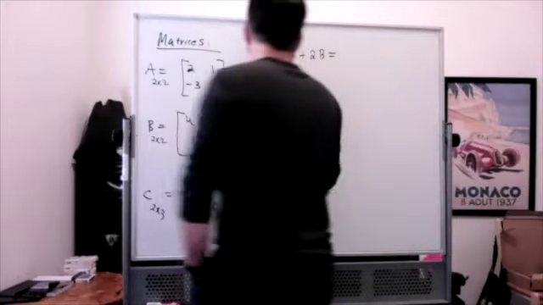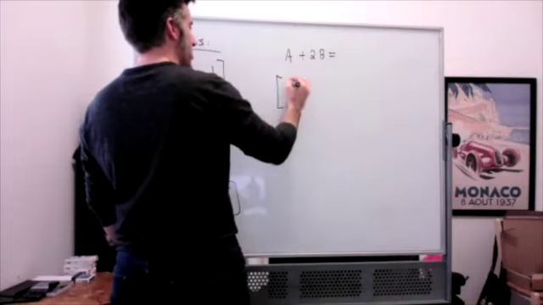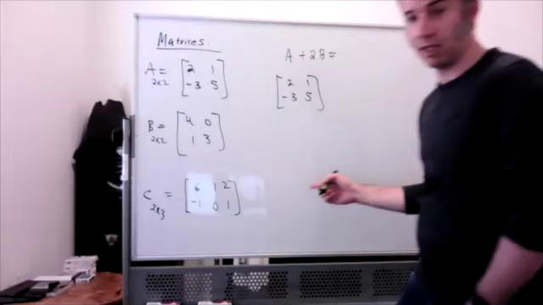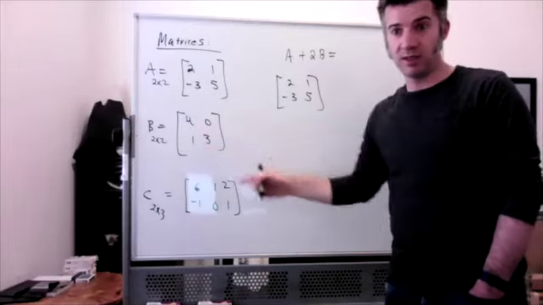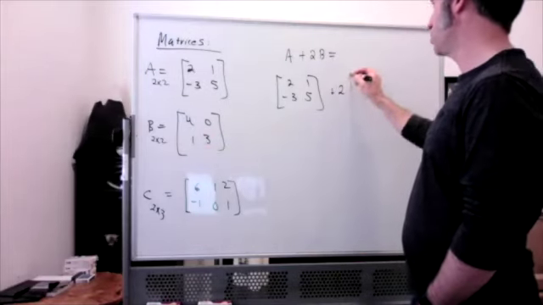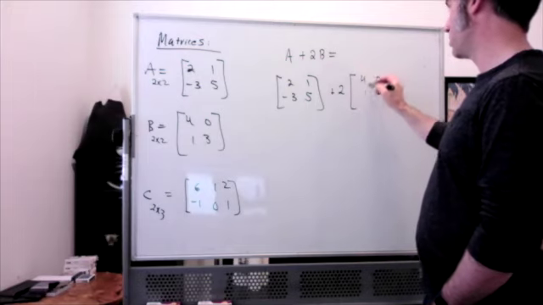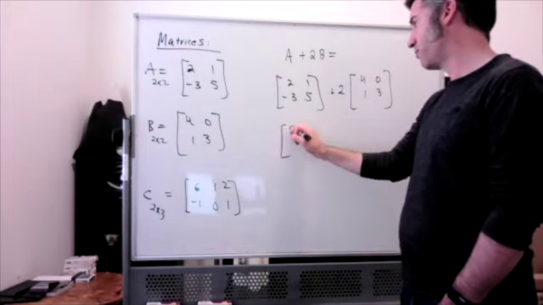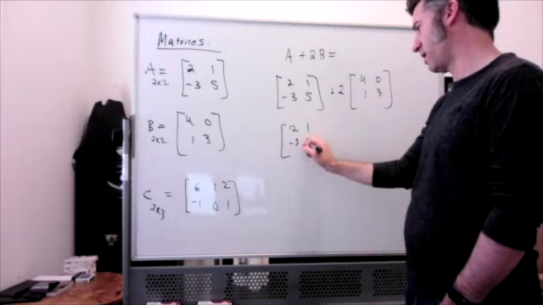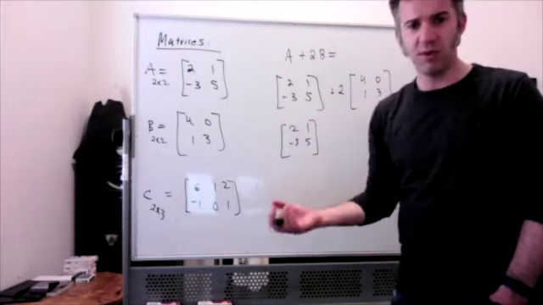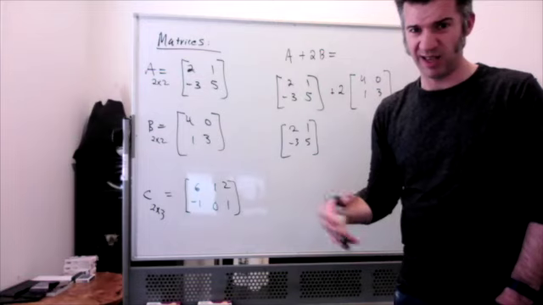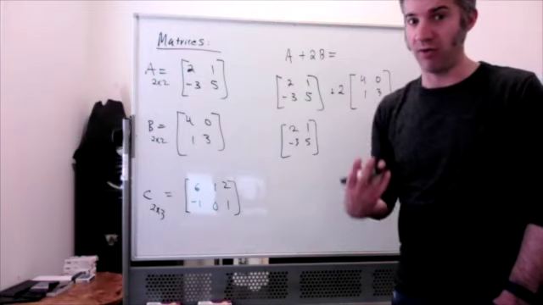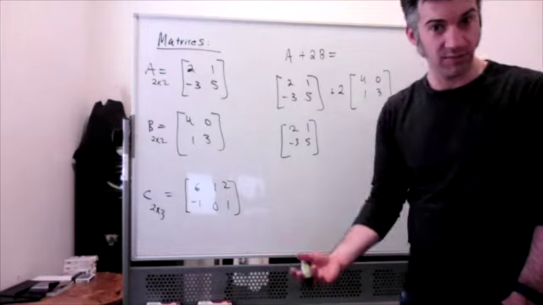So A, that's the matrix 2, 1, negative 3, 5. And 2 times B is going to be 2 times each of these entries. So it's going to be 2 times 4, 0, 1, 3. So let's see. And just like Karana was saying in class, multiplying, adding, subtracting matrices together isn't really hard. It's just a challenge to keep track of all the right things in the right places.